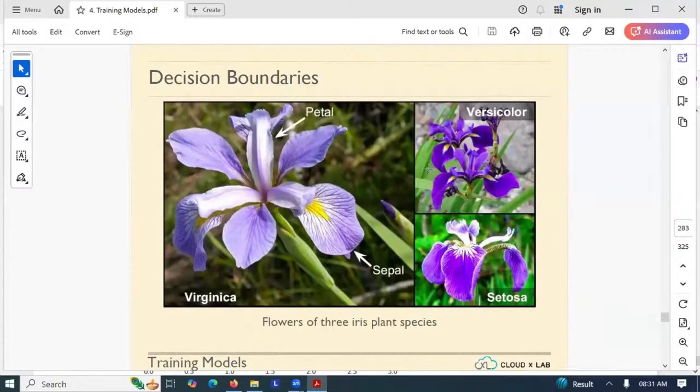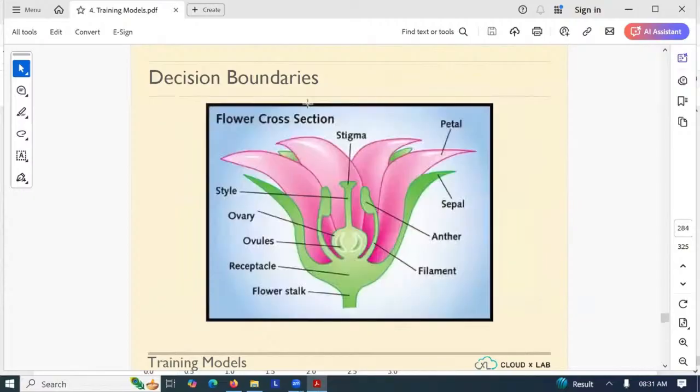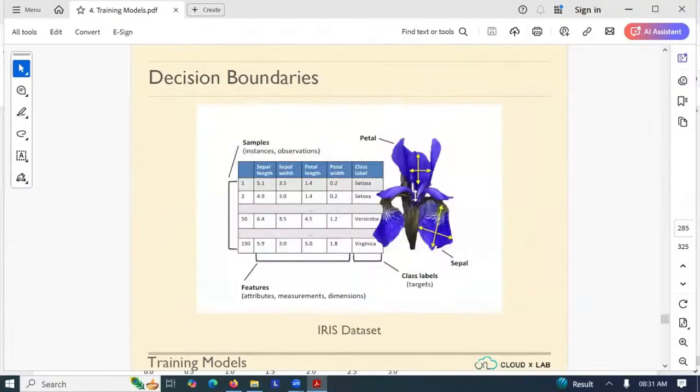Yes, so flowers we can categorize here in this data set into three classes, as I said: versicolor, setosa, and virginica. And we are using four features: sepal length, sepal width, petal length, and petal width, right? So in this data set, we have petal length, petal width, sepal length, sepal width, right? Yes.